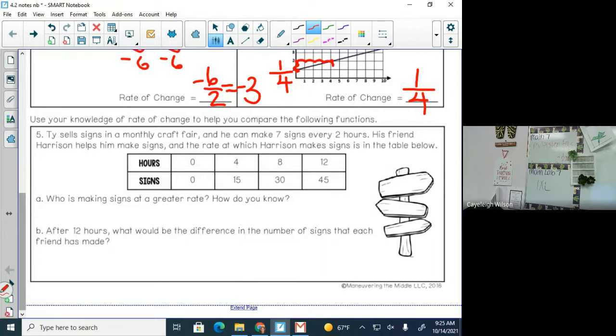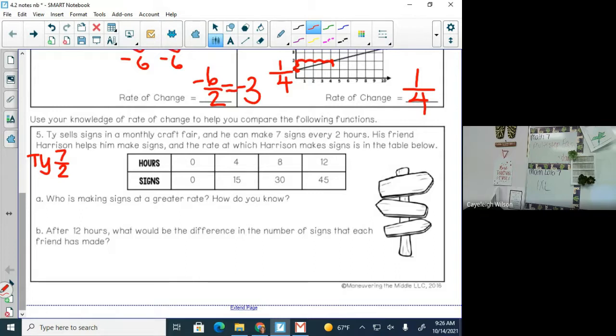So what is Ty's rate? What's it say about Ty? So 7 signs for every 2 hours? Right? I always just think of it proper. You can think of it as 3.5 if you want, but I always leave mine like that because I can tell some fractions too. All right, and then I'm gonna have to look at Harrison's.